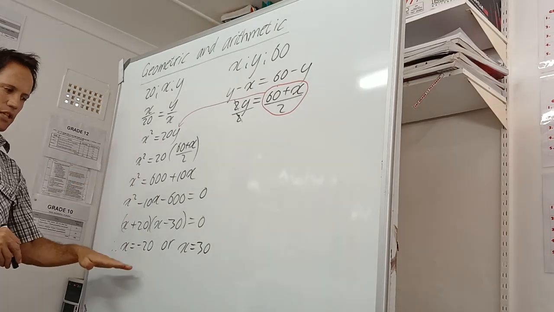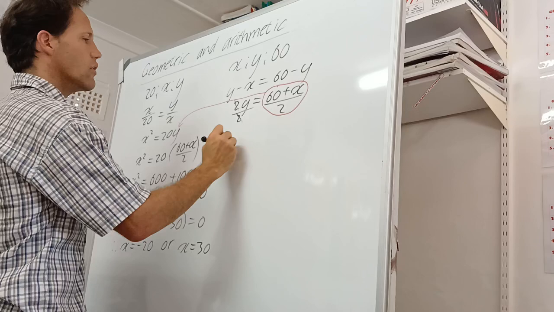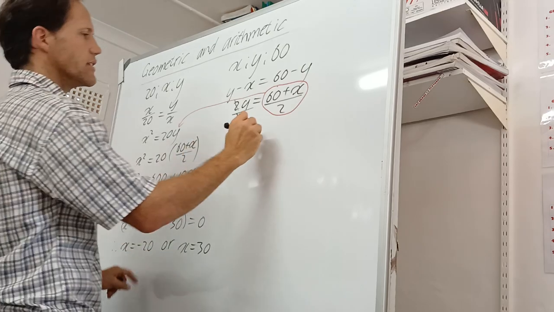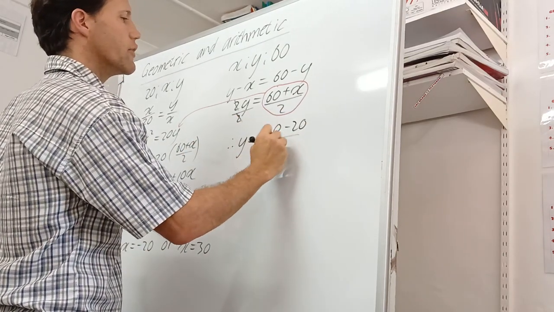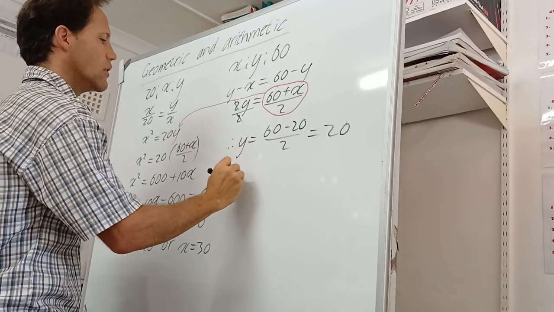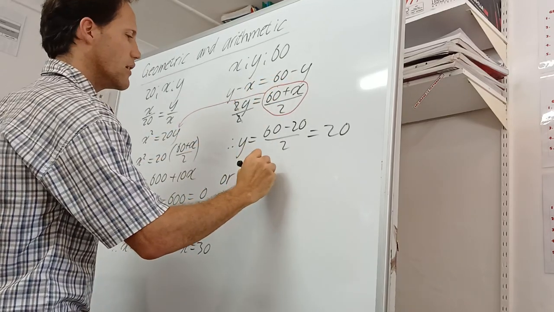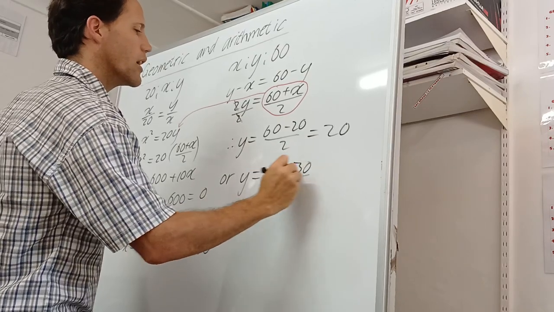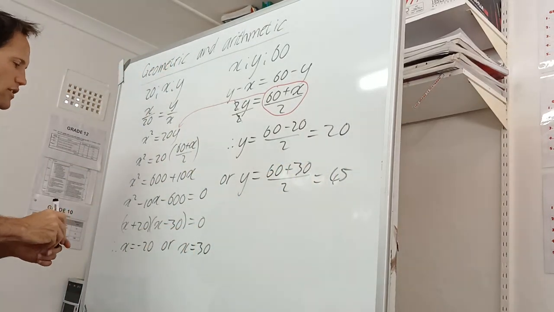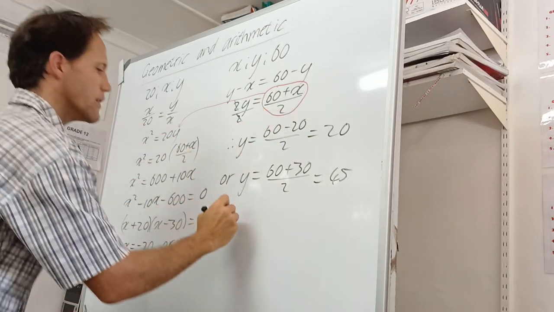So we just put in the steps, and now that's x. Now we have to look at y. Therefore, y will be (60 plus negative 20) over 2, so that's 60 minus 20 over 2. It's 40 divided by 2, which is 20. Or y will be equal to, if you put in the 30, (60 plus 30) divided by 2, so it's 90 divided by 2, which is 45. So there are our solutions.